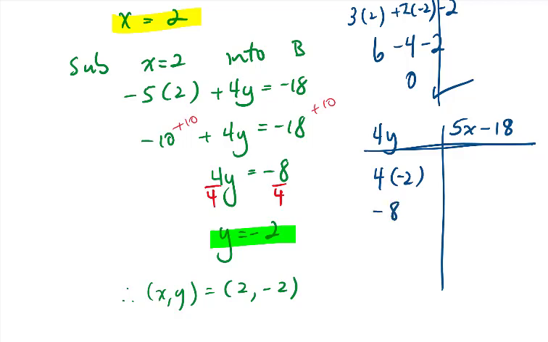Now let's check the right side. That's 5 times 2 minus 18. That's 10 minus 18, which is negative 8. We have shown that this is the point of intersection for the following linear system.